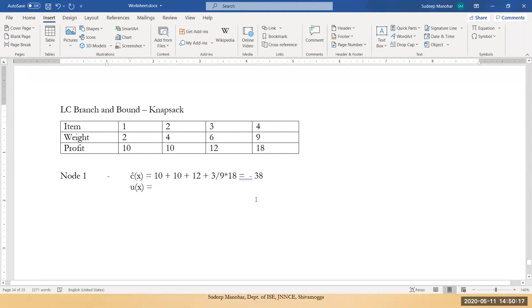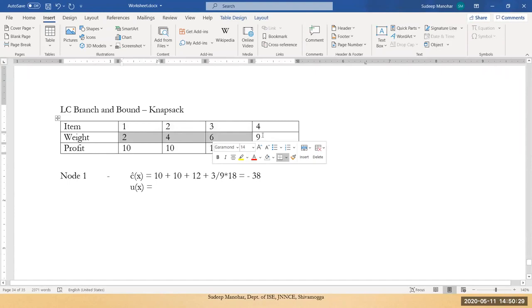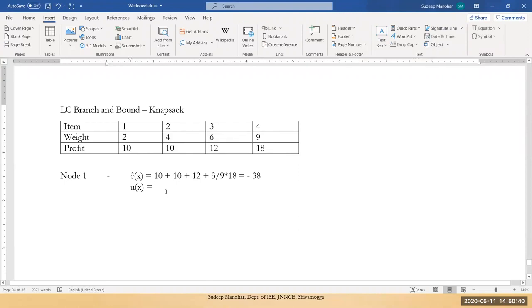So always we are considering negative values. Therefore, we should consider negative. This is with fraction. Without fraction, you can consider the first 3 items, because the total of the first 3 is 12. You cannot include the fourth item because it exceeds the capacity, because its weight is 9. So without fraction, you can consider only 3 items. For 3 items, the profit is 10 plus 10 plus 12.